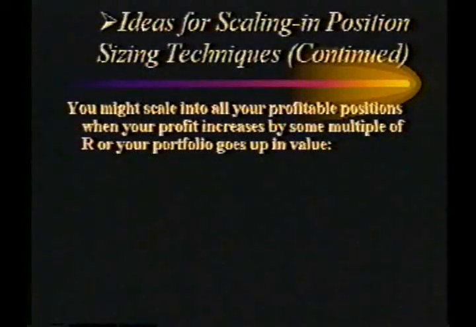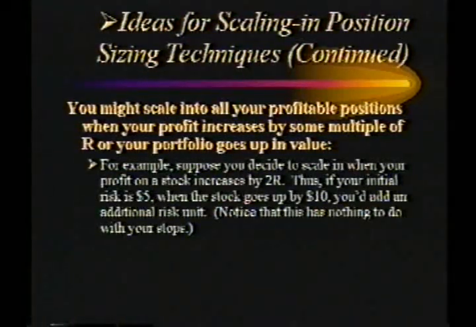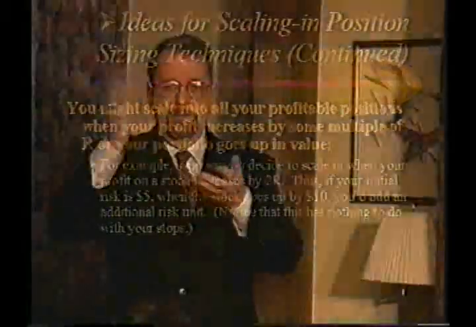You could scale in all your profitable positions when your profit increases by some multiple of R, or your portfolio goes up in value by some particular amount or some predefined percentage. For example, let's say you decide to scale in when you have a 2R profit. So your market's gone up. Initially, say you had a risk of $5. The stock goes up by $10, so that's a 2R profit. So now you add an additional risk unit, which might be another 1% risk.